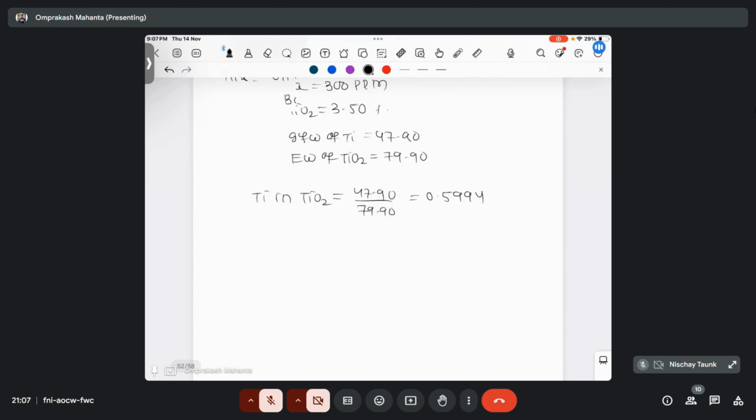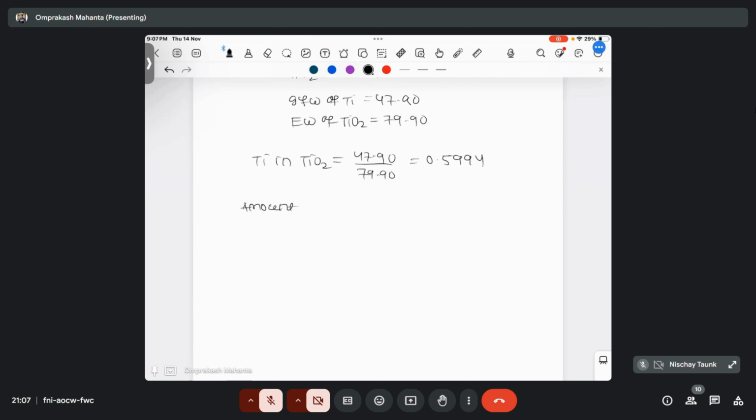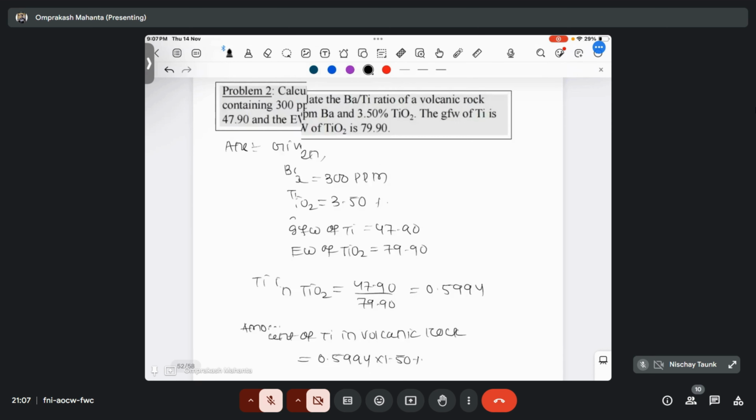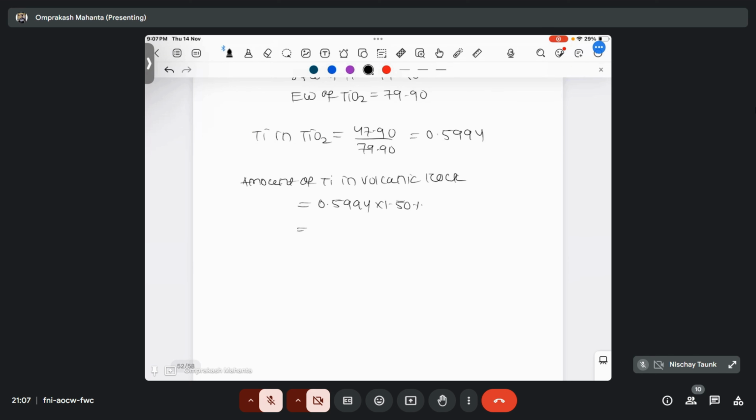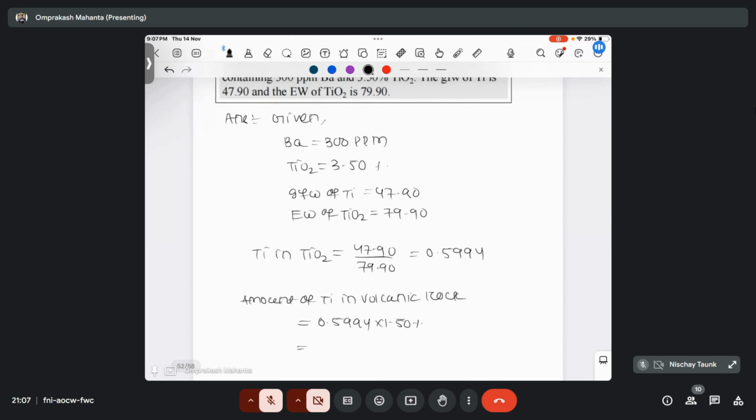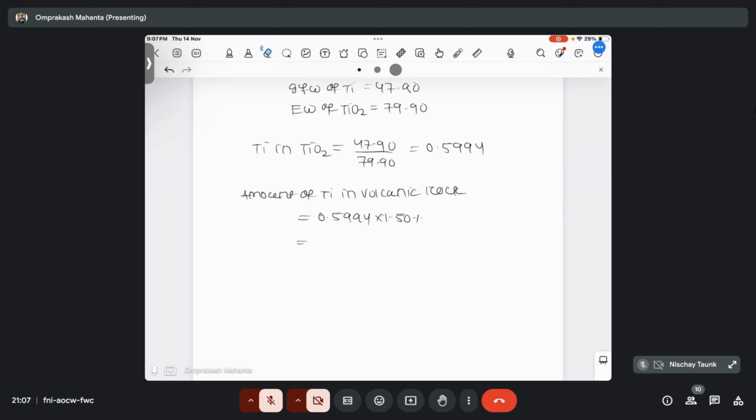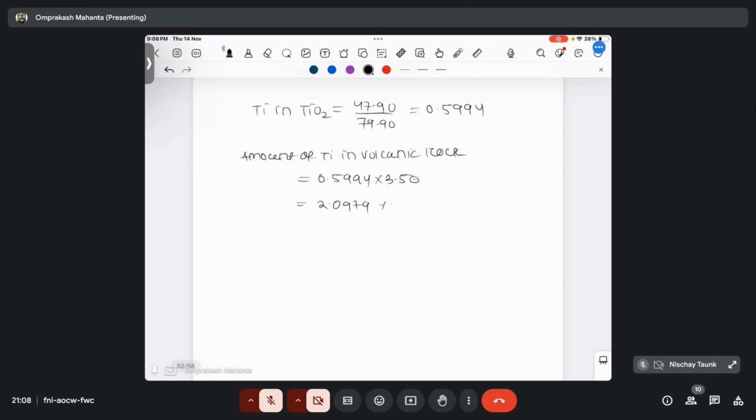Now, Ti in the volcanic rock. What will be the amount of Ti in the volcanic rock? That would be your 0.594 into 3.50%. 0.594 into 3.50 will be 2.0979 percent. So we need to calculate in ppm.